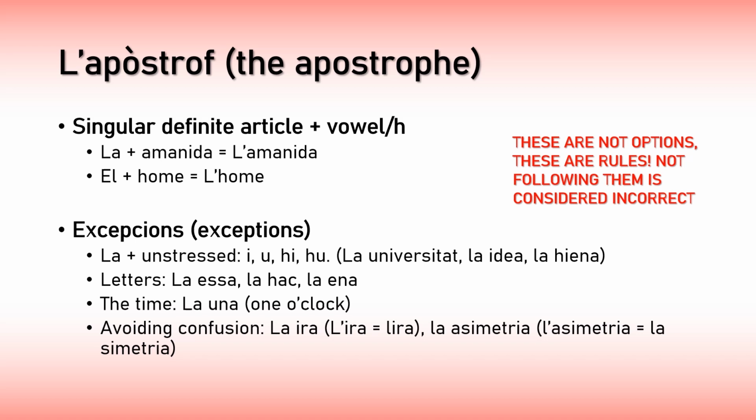So instead of saying la amanida, you say l'amanida. Why? Well, because you are linking the two vowel sounds together. This is not an option, by the way, as you can see on your right with those red letters. This is not an option, it's a rule. So you have to follow this rule. Otherwise you are making a mistake when spelling.